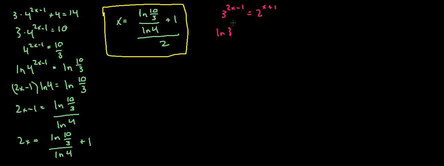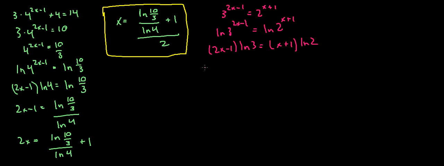So the natural log of 3 to the 2x minus 1 is equal to the natural log of 2 to the x plus 1. I use the power rule. These powers come down in front: 2x minus 1 times the natural log of 3 equals x plus 1 times the natural log of 2. Now I need to distribute these natural logs, multiply them out, so I can get the x terms, subtract all the x terms onto one side, get the constants on the other side, and then continue on from there.